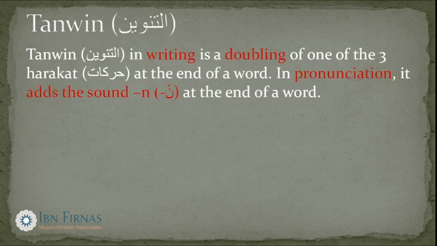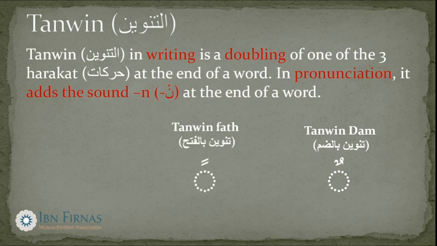That is the tanween. Tanween in writing is literally the doubling of one of the three harakat, the dhamma, the fatha, or the kasra, at the end of the word, and it's always at the end of the word. In pronunciation, however, it means that we add the sound n, or nun sakina, we say in Arabic, at the end of a word. So with the dhamm, it looks like this. With the fath, it looks like this. With the kasr, it looks like this. And you can see it's a literal doubling in writing of the haraka.